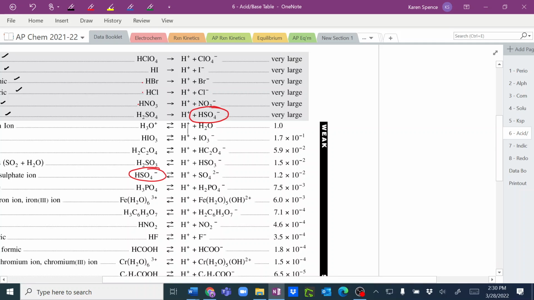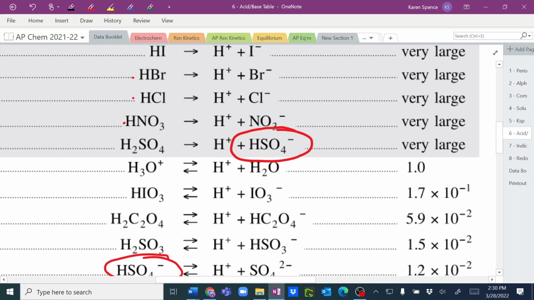You know how water is the one exception where it's amphiprotic but it's not negative? Yeah, this is the one exception where you've got the H, you've got a negative sign, but it's not amphiprotic. The reason it's not amphiprotic is because H2SO4 is a strong acid, and so its conjugate base is too weak to accept a proton, so it cannot act as a base. So HSO4 is the only thing with an H and a minus that is not amphiprotic.